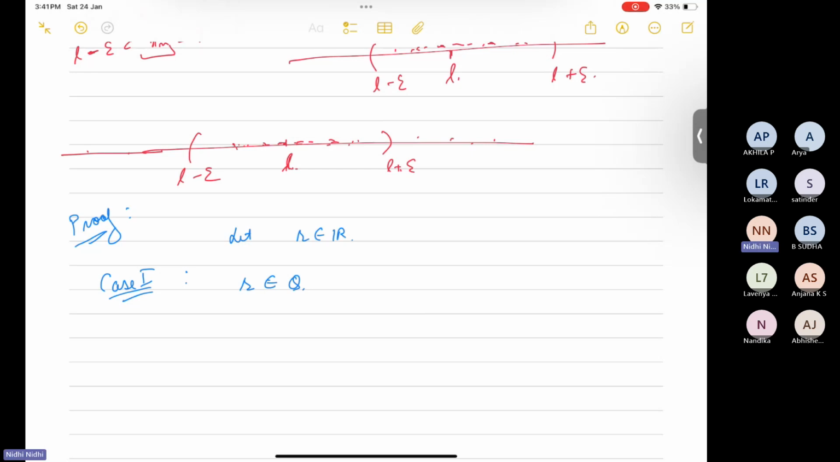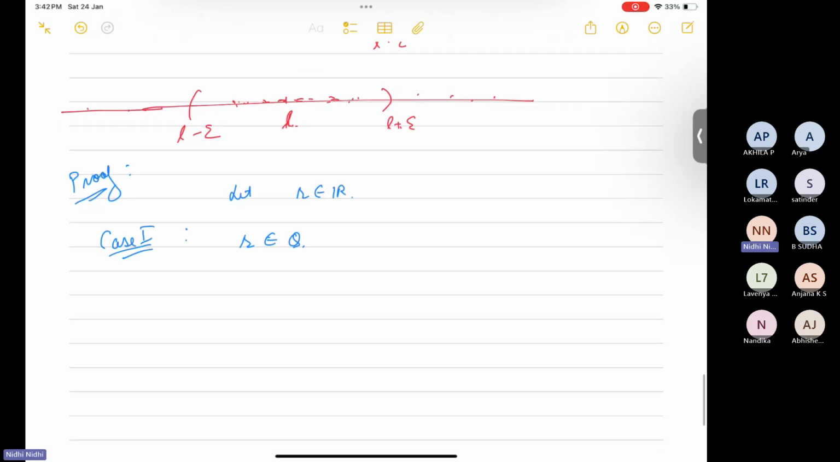Any idea? The constant sequence R itself. We can always construct a constant sequence. The sequence can be constant as well. If I take xn to be equal to R for every n in N.